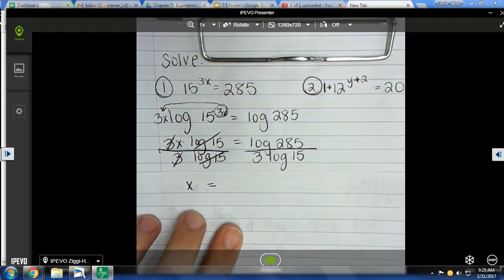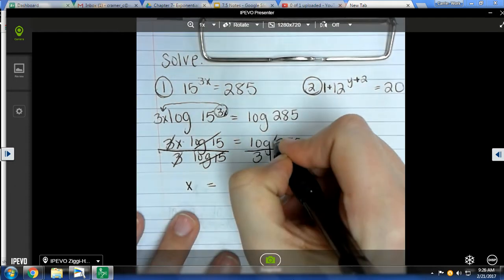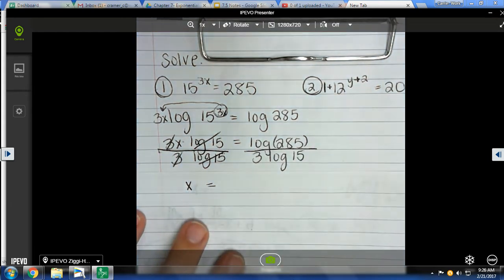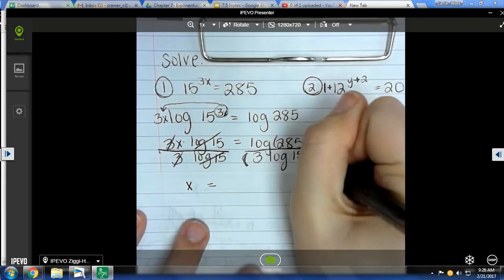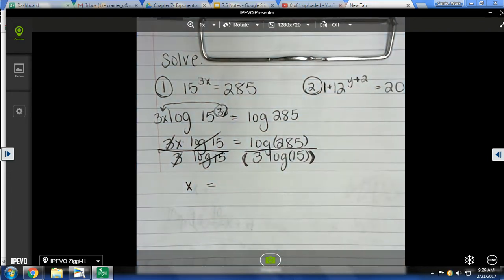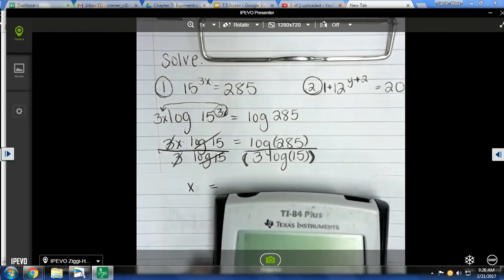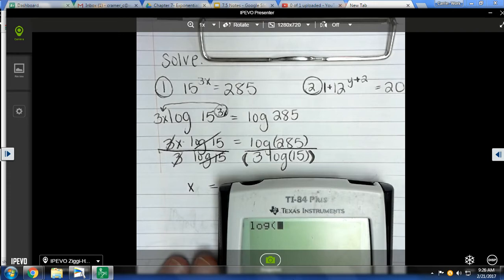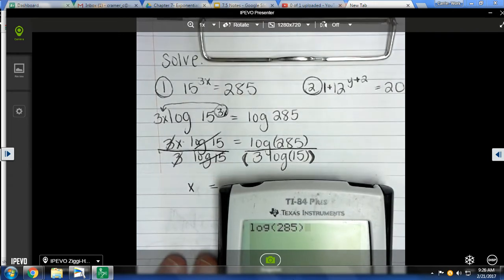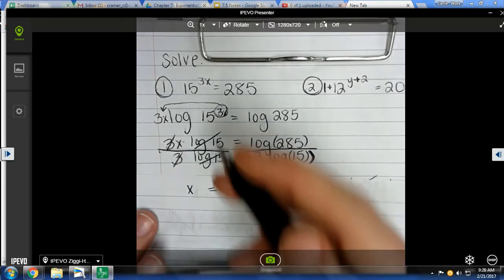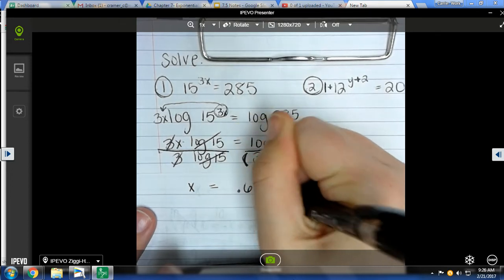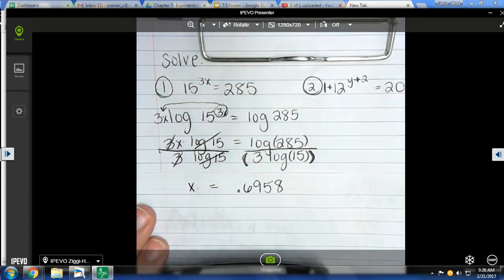And then we need to make sure we're inputting this in our calculator right. Anytime we have logs, our calculator makes us put it in parentheses. And we also want to put this whole bottom piece in parentheses as an entire quantity, since we're dividing by the whole quantity. So the way we type this in would be log of 285 in parentheses, divided by the whole quantity 3 log 15, and we would end that with 2 parentheses. And we get 0.6957, or 0.6958 rounded up. And that would be your answer.